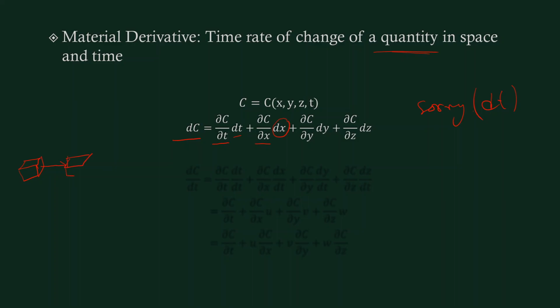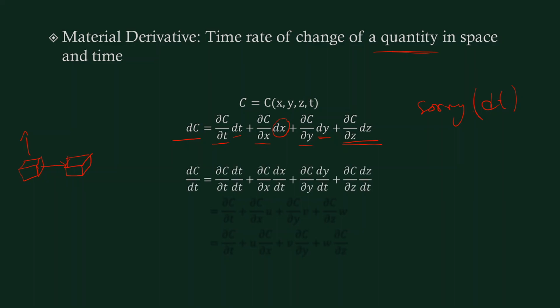Similarly, the partial derivative of c with respect to y multiplied by the distance traveled in the y direction, which is dy during time t, and the partial derivative of c with respect to z multiplied by dz. Now if we write dc by dt, then we will get this kind of an equation. In the first term, dt by dt is obviously 1. In the second term, dx by dt is the velocity of the element in Lagrangian form, not in Eulerian form. Similarly, dy by dt is the Lagrangian velocity in the y direction, and dz by dt is the Lagrangian velocity in the z direction.